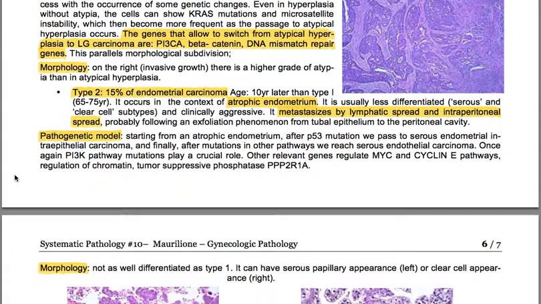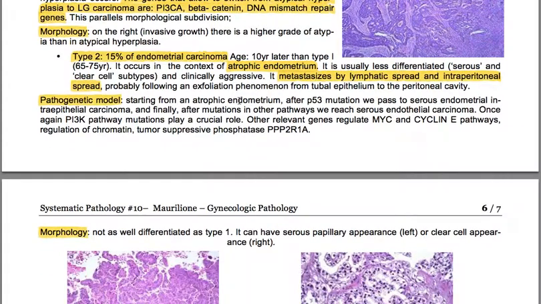Pathogenetic modeling starts from an atrophic endometrium. After p53 mutation we pass to serous endometrial intraepithelial carcinoma, and finally after mutations in other pathways we reach serous endometrial carcinoma. Once again, PI3K pathway mutations play a crucial role. Other relevant genes regulate MYC and cyclin E pathways, regulation of chromatin, and tumor suppressive phosphatase PPP2R1A.